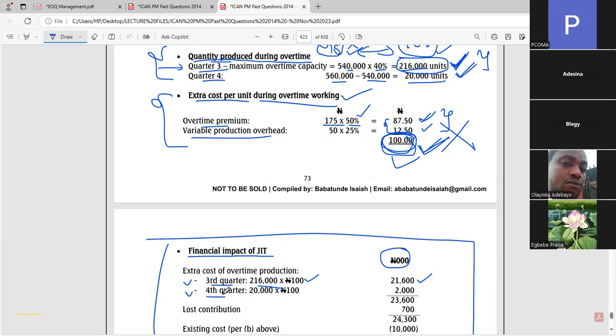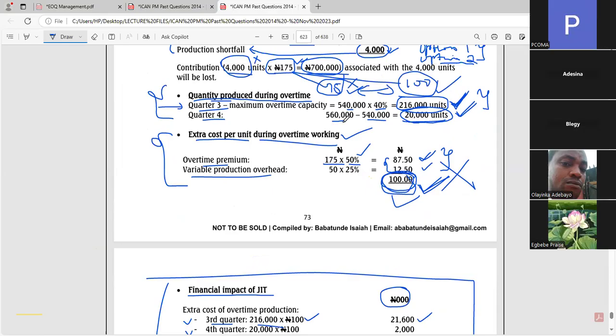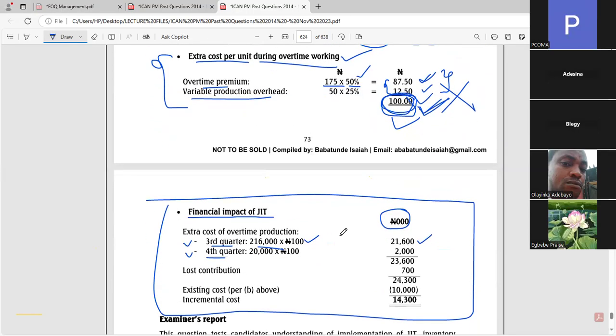Then for the fourth quarter, we are only going to produce 20,000 units extra, because our demand is 560 and what we can produce is 540. We can only produce extra if we work overtime, and when we work overtime, we spend 100 naira per unit. So 20,000 units at 100 naira gives us 2,000. That means if we work overtime, the total money we are going to spend is 23,600.